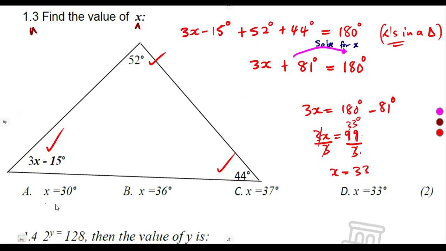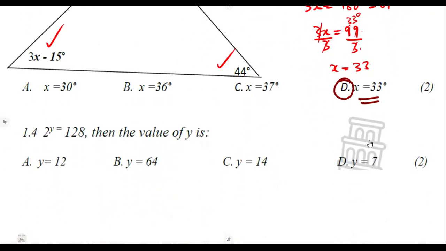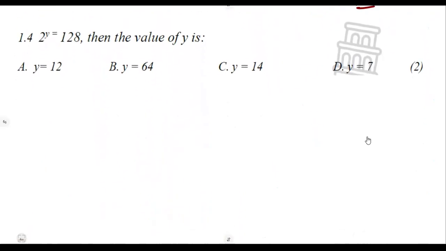Where are we having 33 in our answers? That is on D. So the correct answer was supposed to be what? It was supposed to be D, as we are given x, which is 33 degrees. All right, let us see another part of the question, which is 1.4.